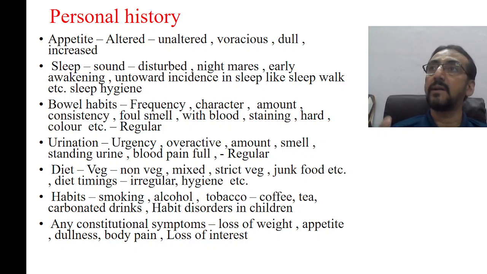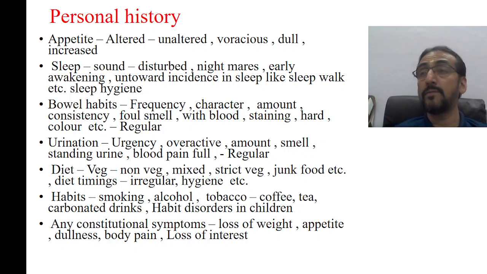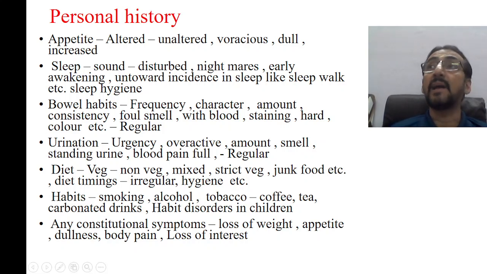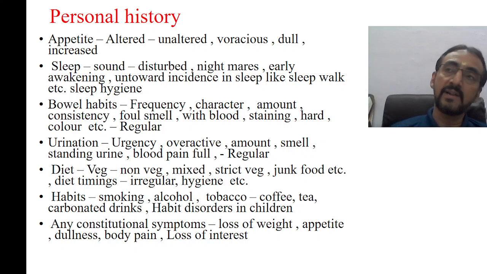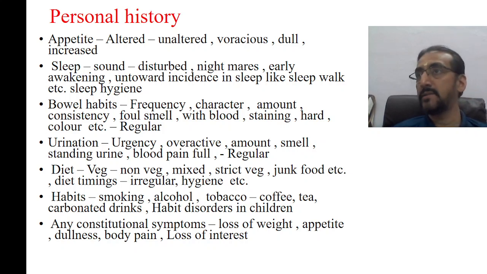Again, in the diet history, whether they are taking natural food or artificial food, and whether it is homemade food or outside food. So that has to be asked. And timings of the diet, we call it diet hygiene. Diet hygiene means the timing of the diet, whether they are taking food every day at a fixed time, or whether they are very irregular in food intake, and how the diet is taken, whether all the family members sit together and take the diet, or individually. So all these aspects have to be taken.